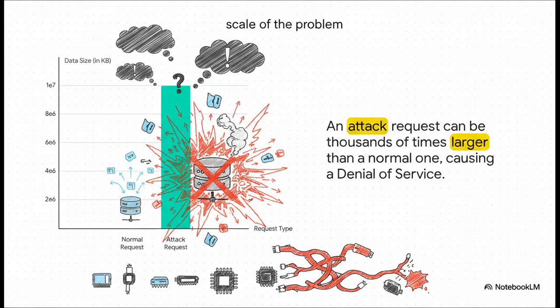And this chart really puts the scale of the problem into perspective. I mean, look at this. A normal, everyday request might be tiny, a few kilobytes. But an attack request can be thousands, even millions of times larger, just gobbling up all the memory and CPU and bringing the whole system to its knees.